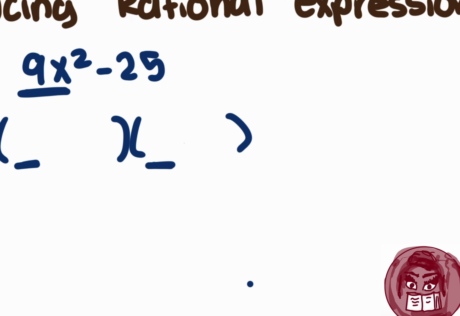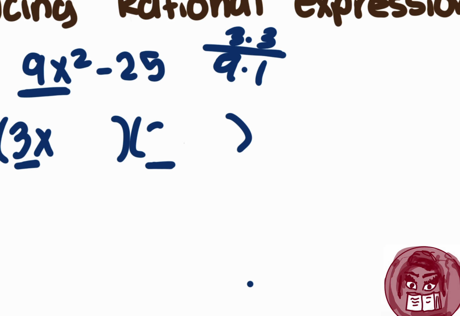But we also know that 9 times 1 is the only combination. But since this is a difference of squares, we can only make them equal. So 3 by 3 would be the best option because 9 and 1 are not the same number. So we're going to put 3x and 3x here.